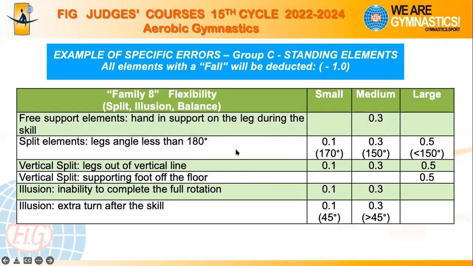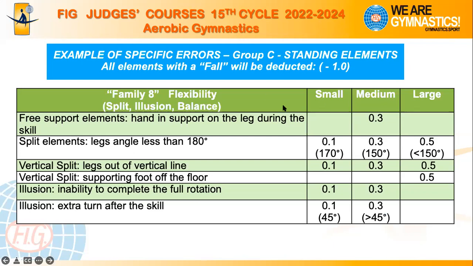Then the last family, family 8, is flexibility. And this is vertical split. We will add vertical later. Illusion and balance. Free support elements, hand in support on the leg during the skill is 3. You cannot support on the leg during the skill. Split elements, legs angle less than 180 is 1, 3, or 5 because it's called flexibility. So 180 is a perfect execution. Vertical split, legs out of vertical line, 1, 3, and 5. Vertical split, supporting foot off the floor is 0.5. Illusion, inability to complete the full rotation of the free leg, 1 and 3. And extra turn after the skill is 1 and 3.